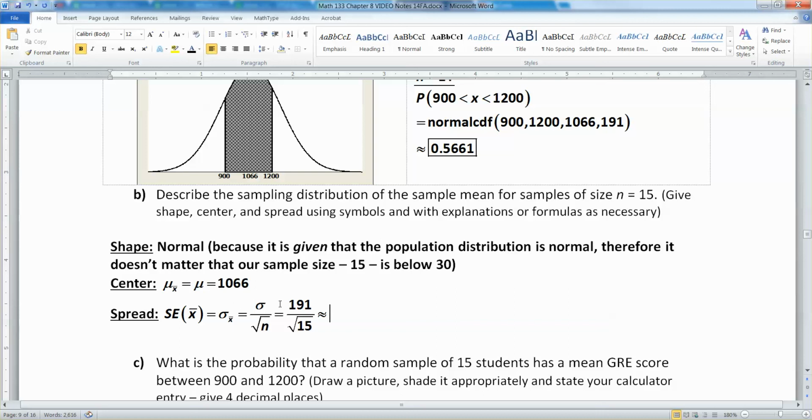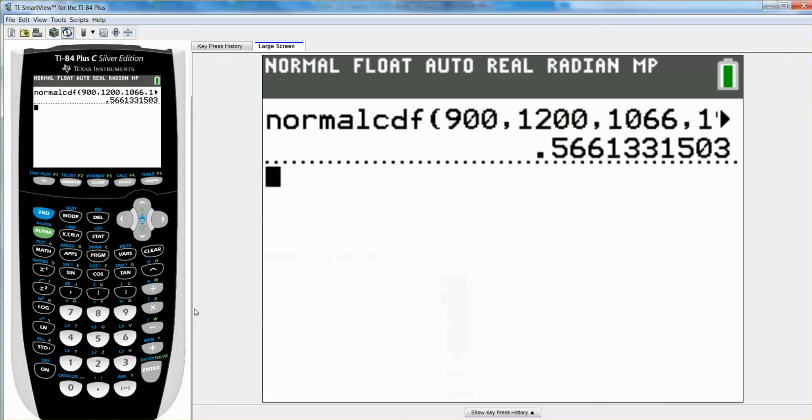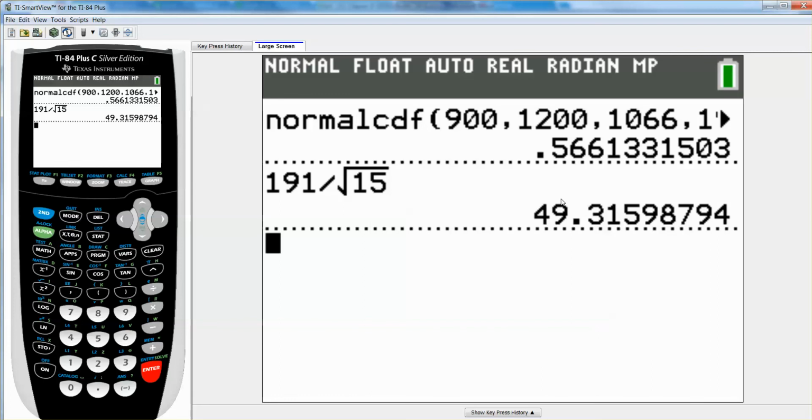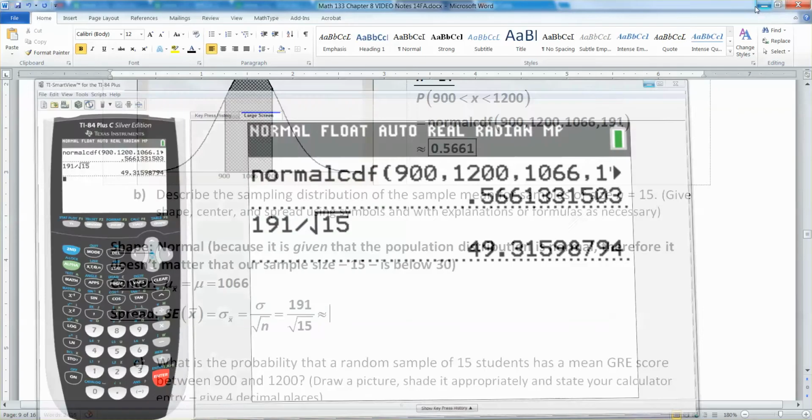The standard error is sigma divided by the square root of n. That's 191 over the square root of 15. Let me grab that: 191 divided by the square root of 15, and I get about 49.316.